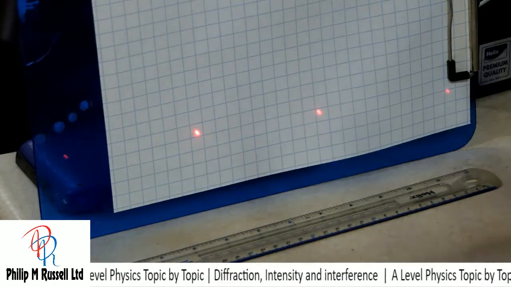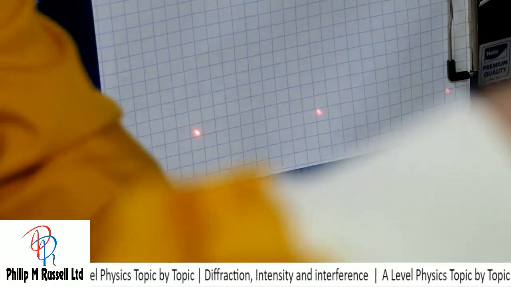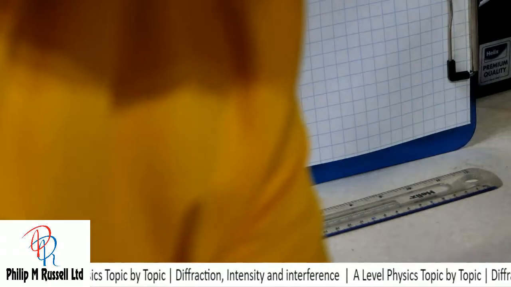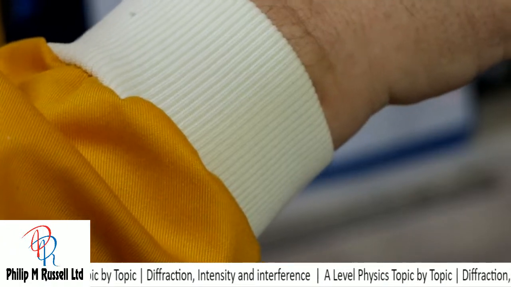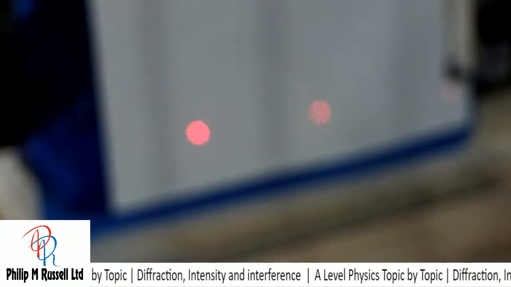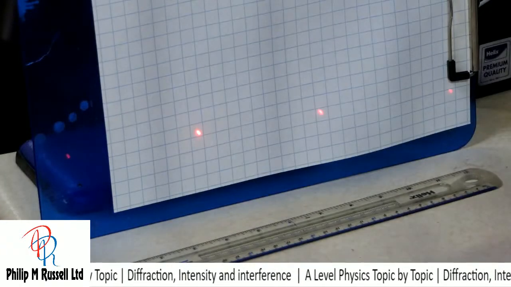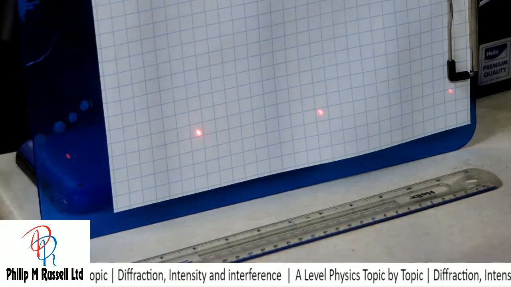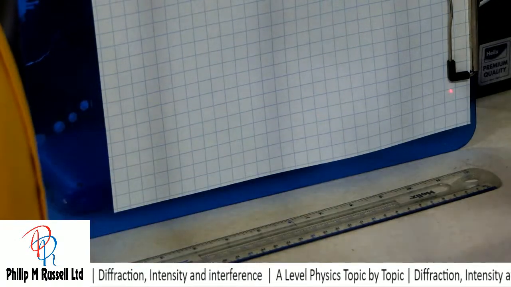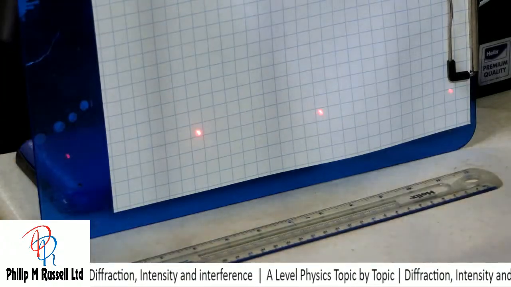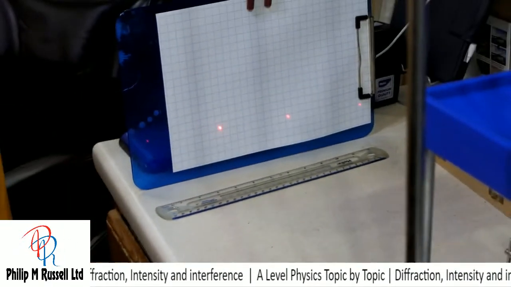Now, let's bring the laser a little bit closer. What happens when I bring the laser closer? And the answer is no difference. It's the distance between the diffraction grating and the paper that's going to make the difference.